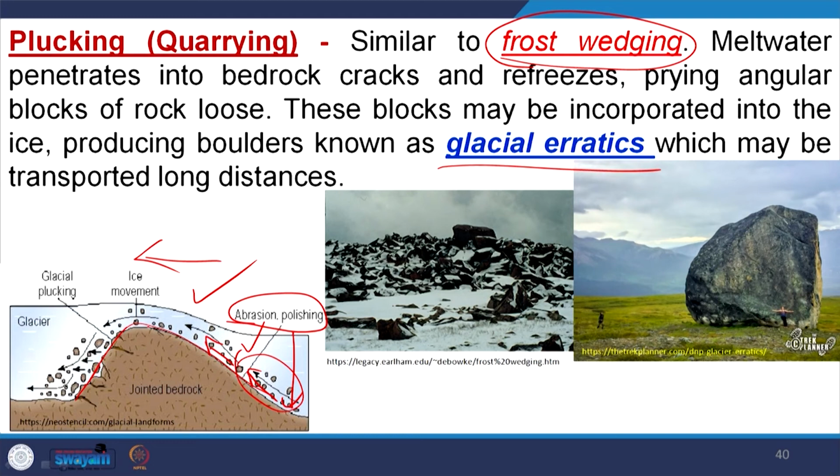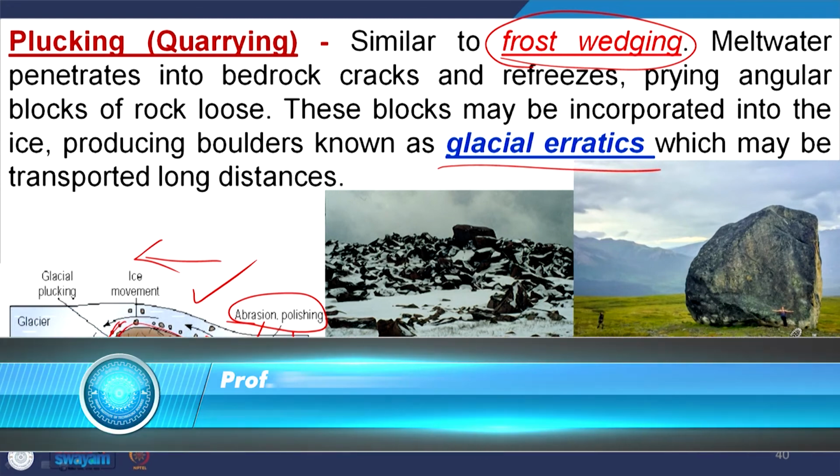And once the glacier crosses this barrier, this side represents the compressional flow, and due to this compressional flow you will find these pluckings. That means pieces of rock are plucked away from this bedrock and remain at the base of this glacier. So, this type of removal of rock from the rock mass, the parent rock or the bedrock, is called glacial plucking.